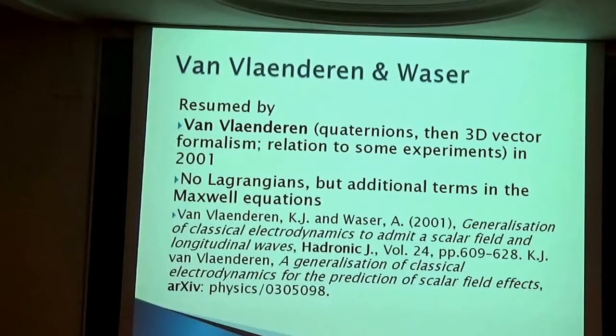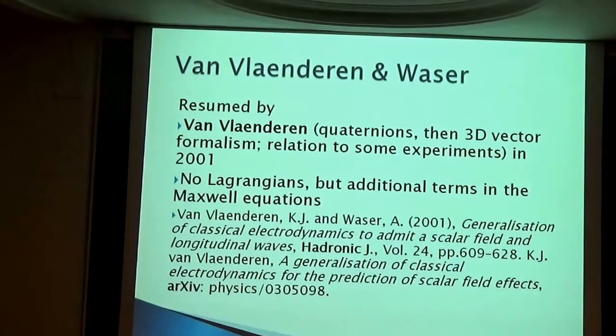It was taken up by two people, Van Vlaenderen in quaternion formalism and then in 3D vector formalism, and also as an attempt to explain some experiments. So without Lagrangians, but in the form of additional terms in the Maxwell equations. These are the publications. One is in a journal called the Hadronic Journal, which is not one of the mainstream journals in physics. And another one is just an arXiv physics document.